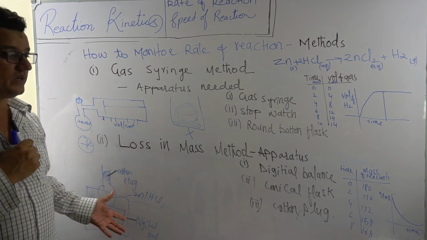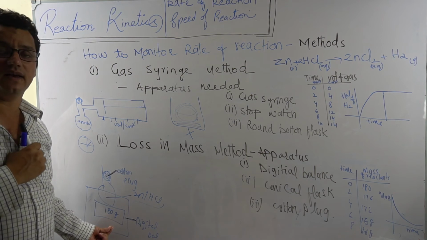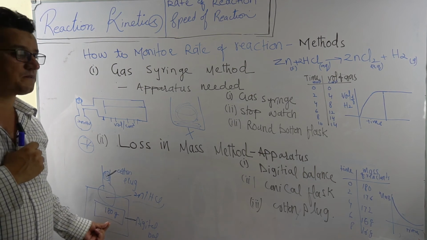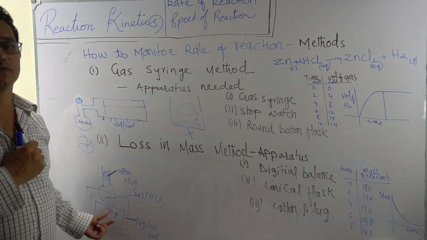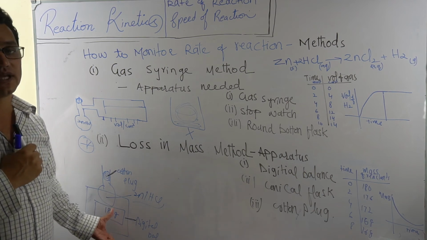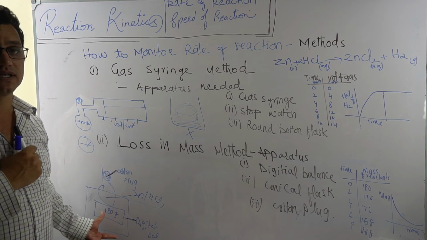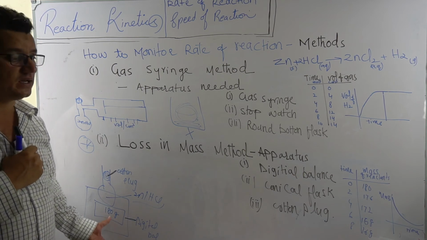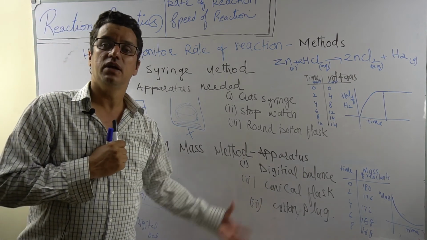The idea is you can weigh. Initially the mass was high, but with the passage of time the mass decreases as the reaction proceeds. Then as one of the reactants is used up, or both reactants are used up, depending on the limiting reactant, it may finish earlier, you will find the mass has become constant.